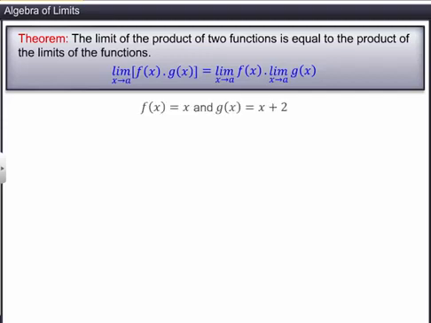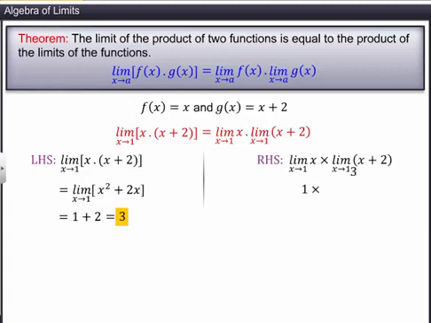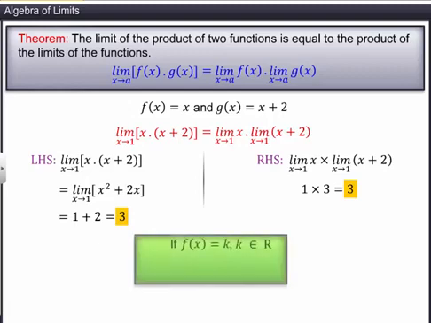Let's verify the theorem with the functions while x tends to 1. First, we will find the limit on the left-hand side. Now the limit on the right-hand side is as shown. Since the left-hand side is equal to the right-hand side, the theorem is verified. If f of x is a constant, then we can write the relation as shown.